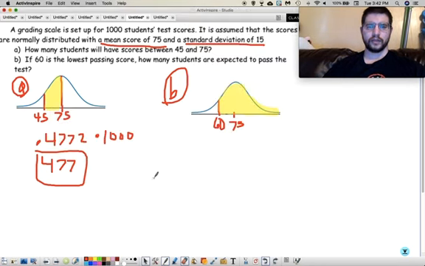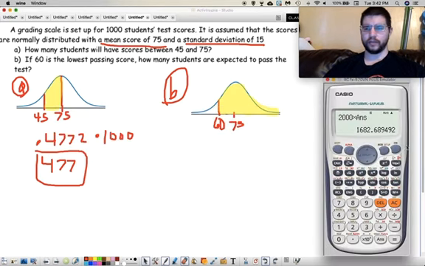Let's see, we used this one last time, so let's use the Casio this time. Go to your distributions, normal CDF, 60, 1 times 10 to the 99, standard deviation again is 15, and a mean of 75. 0.8413, oh yeah, that looks familiar.